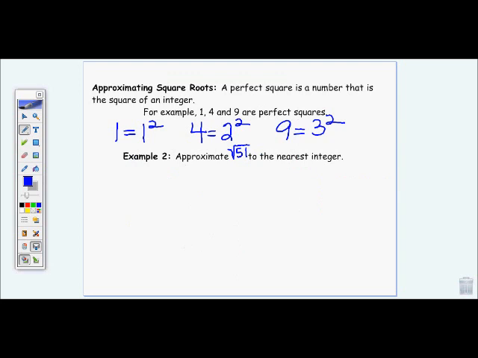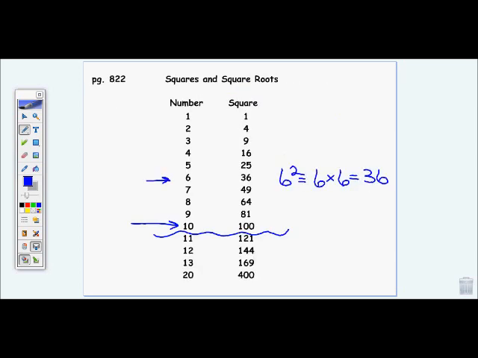So moving back to our example 2, this time it says approximate. That means you don't need to have the exact number or answer, and you're going to use that wavy equal sign. We haven't used that for a while. So approximate the square root of 51 to the nearest integer. So we want to have a whole number there. So we're going to look at our perfect square chart. I'm looking for 51. It's not on there. It's not a perfect square. But I see 49 and I see 64. 51 should be somewhere in between there.